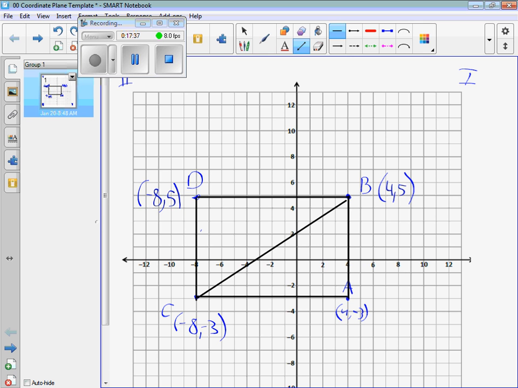Going back to the template. Do you have this? You could do it either way, because all I tell you is a diagonal line segment through the rectangle. So you could go C to B, or you can go A to D.